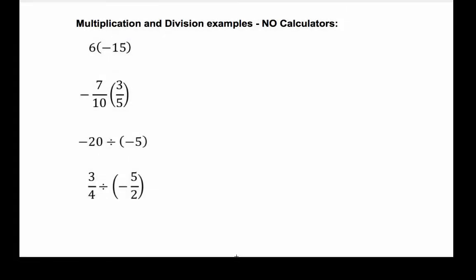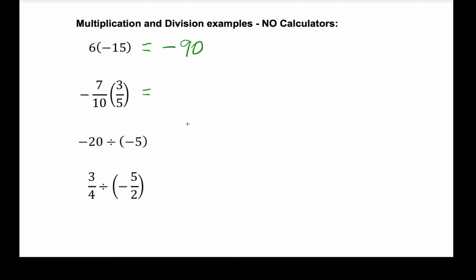Multiplication and division examples, again, no calculators. 6 times negative 15, we know right away that the result of this is going to be negative because we have a positive multiplied by a negative. So the question is, what is 6 times 15? And the answer is 90, so the answer is negative 90.